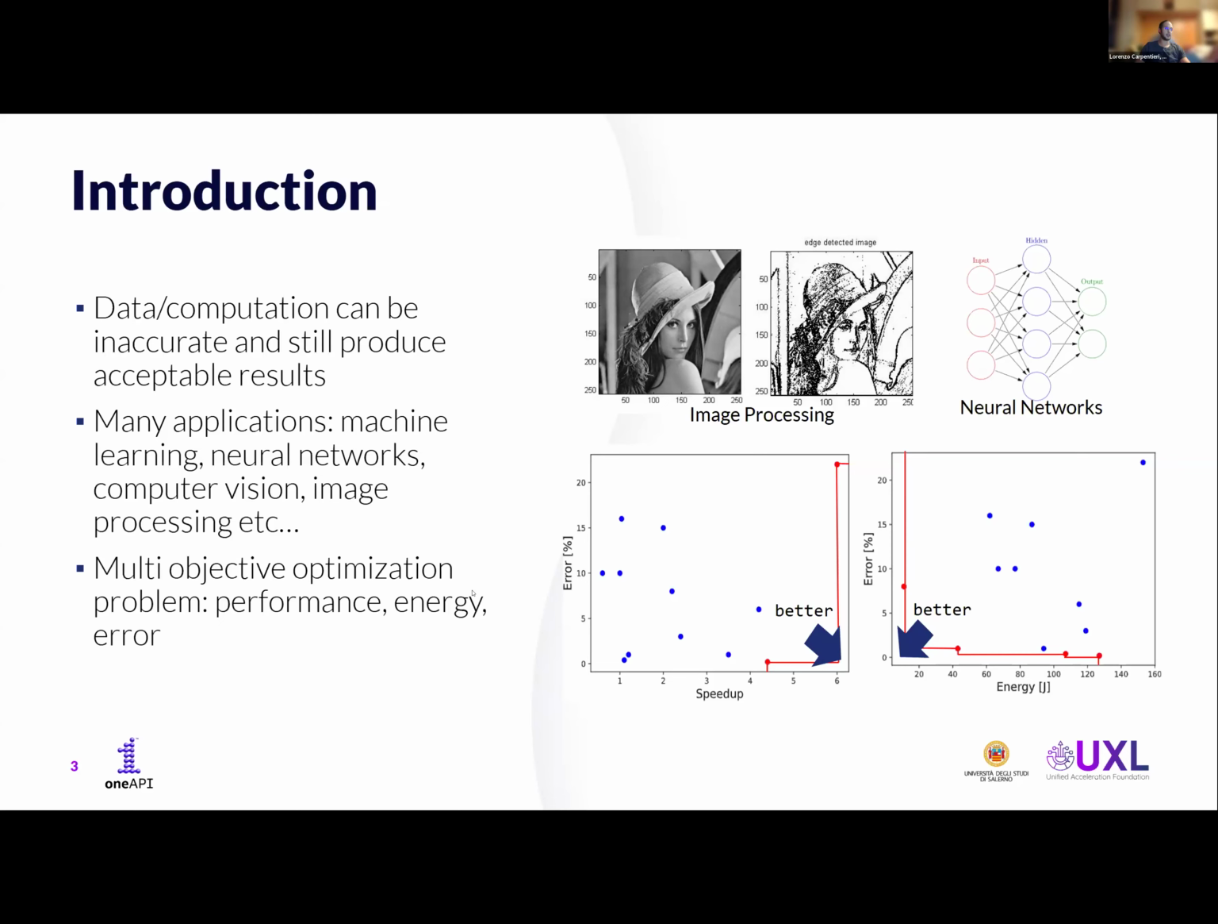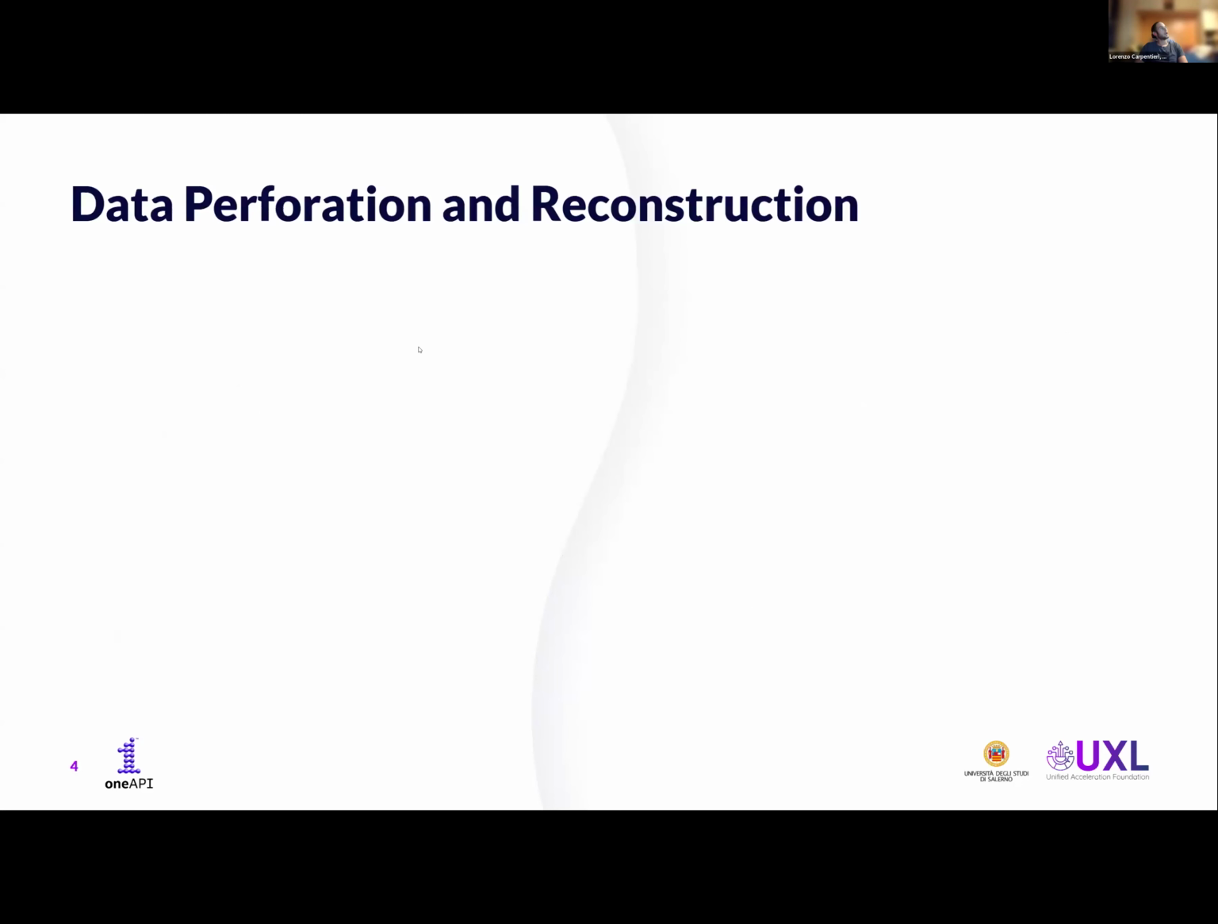And sometimes we can also consider a third objective, that is the energy consumption. So we also want to optimize the energy consumption using approximate computing. But in this presentation, we will focus mostly on the performance side, and we will see how we can improve performance with approximate computing. Let's start with the first software technique for approximate computing, that is data perforation.